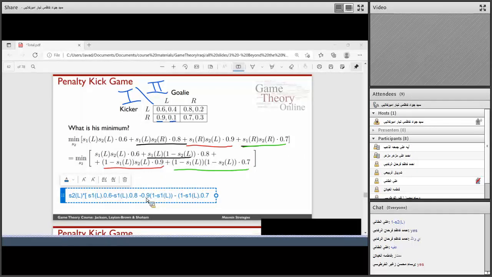So that's for S2 of L, anything that's multiplied by S2 of L. There are other terms here that don't have any S2 of L in them. They just have S1 of L or constant. Let's find those, those that only have S1 of L. Can someone show me one term that only has S1 of L here?